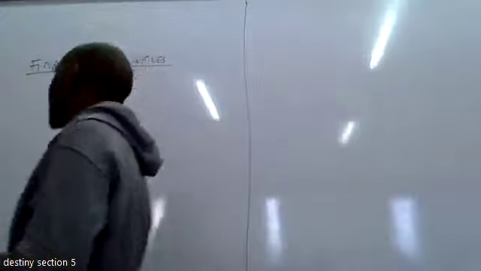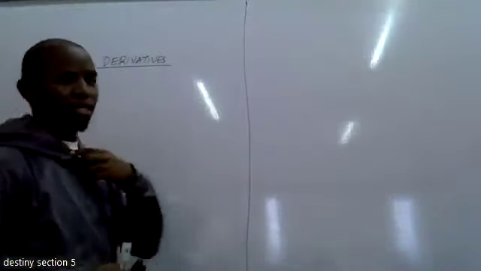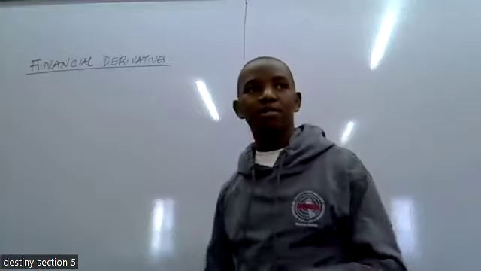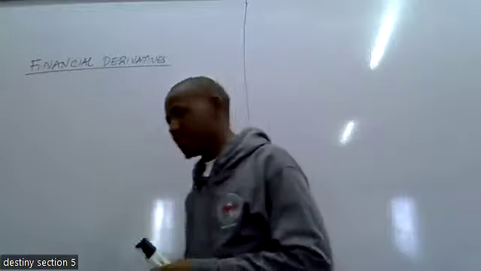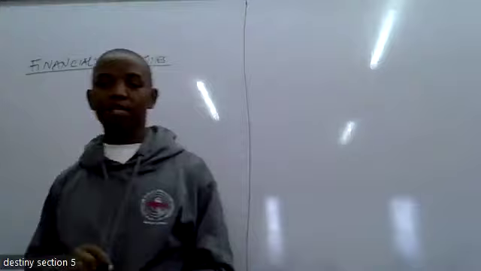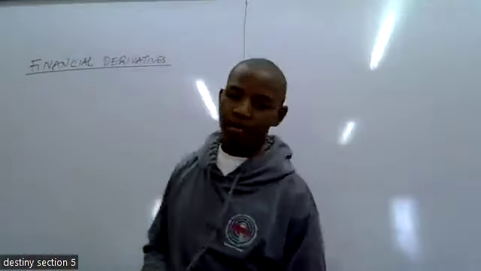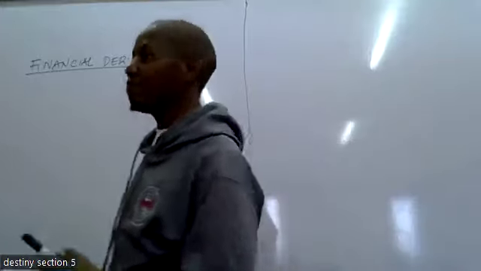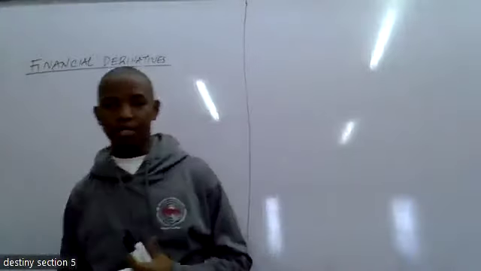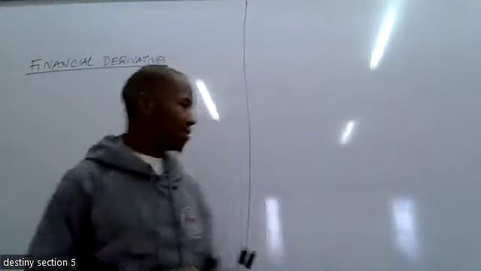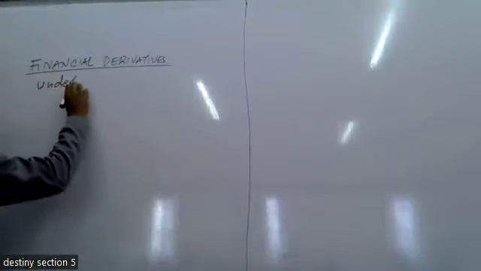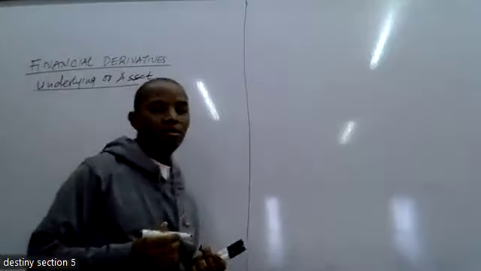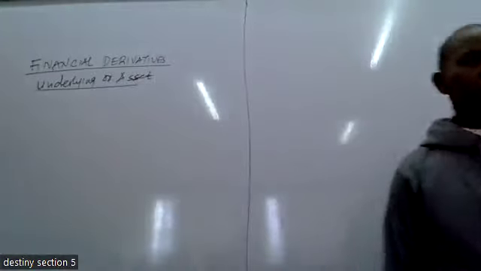Now, let's begin by saying derivatives are financial instruments whose value is derived from one or more basic variables, known as the underlying or asset. So that is what we mean when we talk about derivatives.